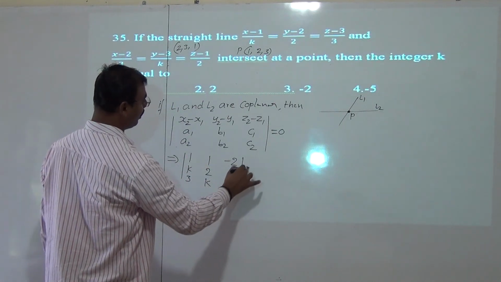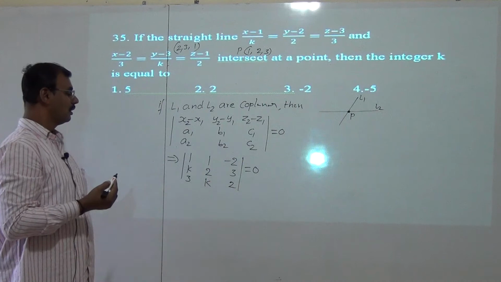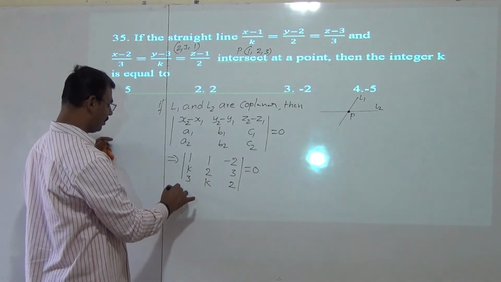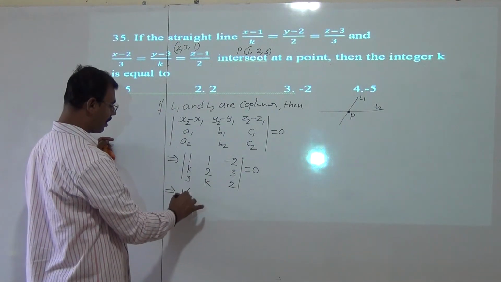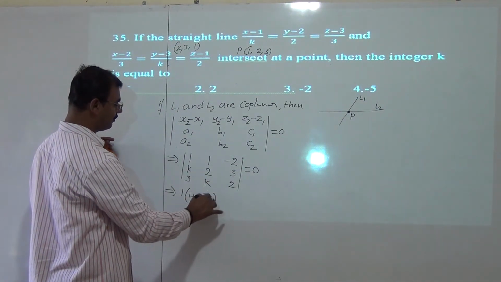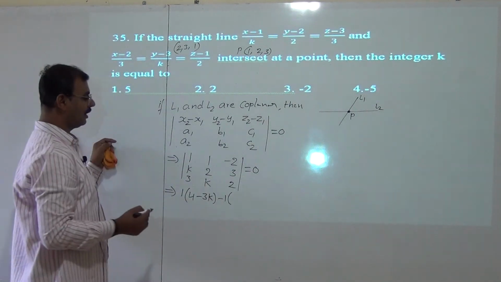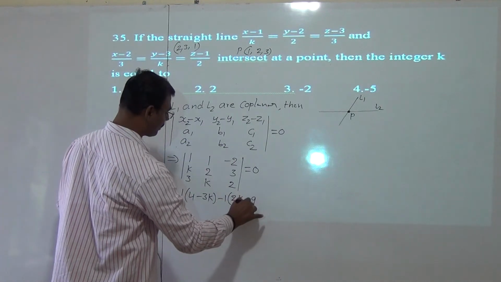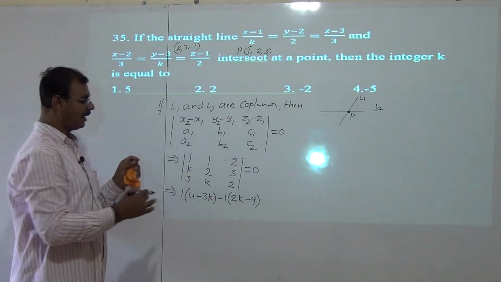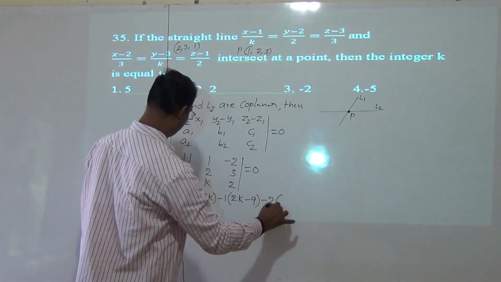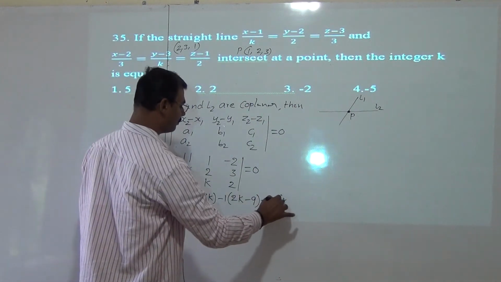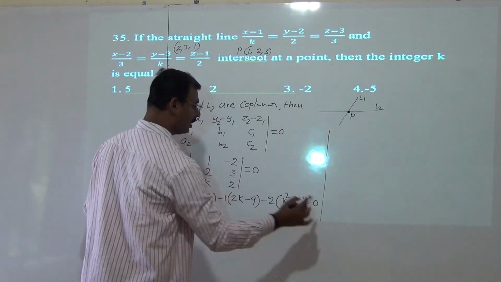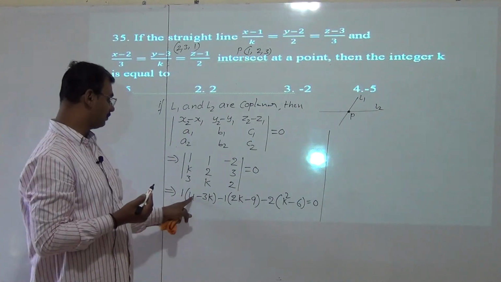3k² equals 0. So from this we have to find out the determinant. This implies 1 into (4 minus 3k) minus 1 bracket (2k minus 9) minus 2 bracket (k² minus 6) equals 0. Further simplify this value.